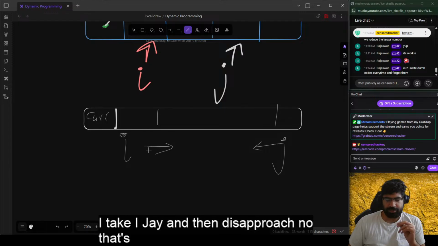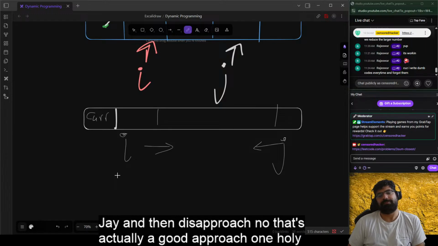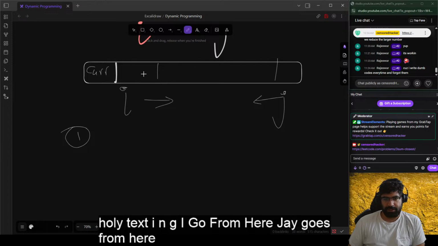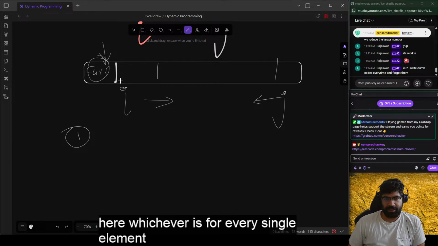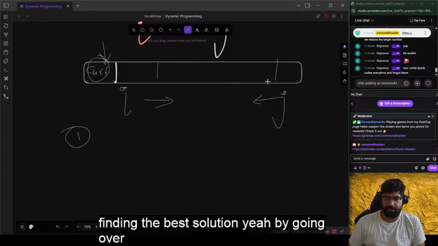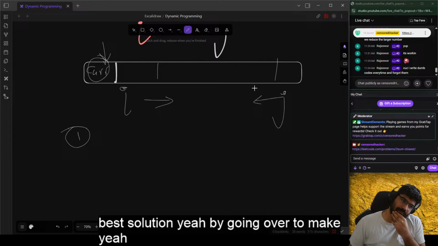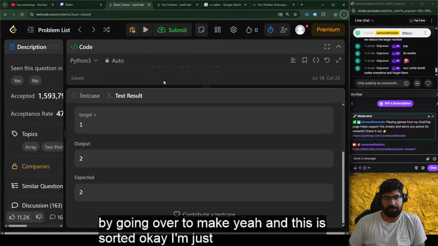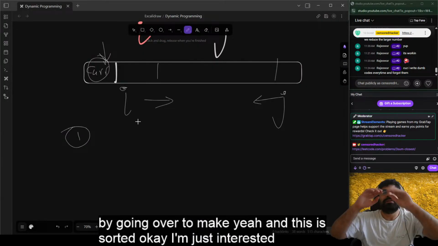No, that's actually a good approach, man. Holy. It takes i and j. i goes from here, j goes from here. For every single element it is finding the best solution, by going over, yeah. And this is sorted. Okay, I'm just interested. I'm just thinking now.